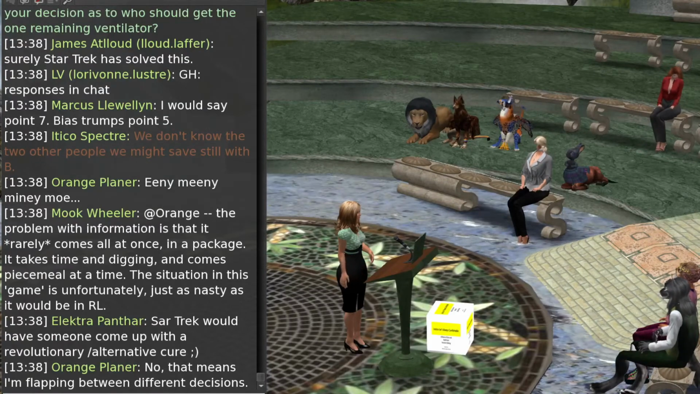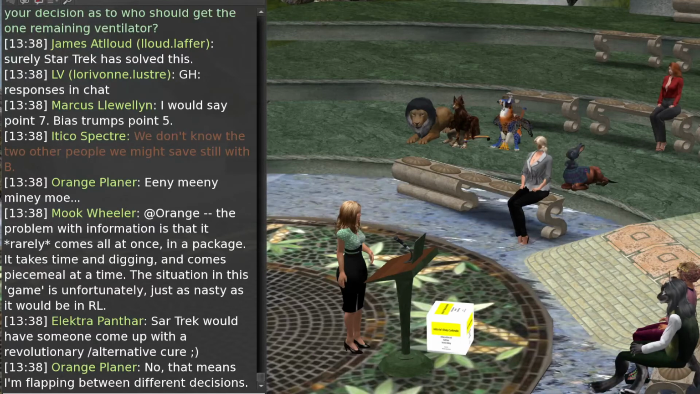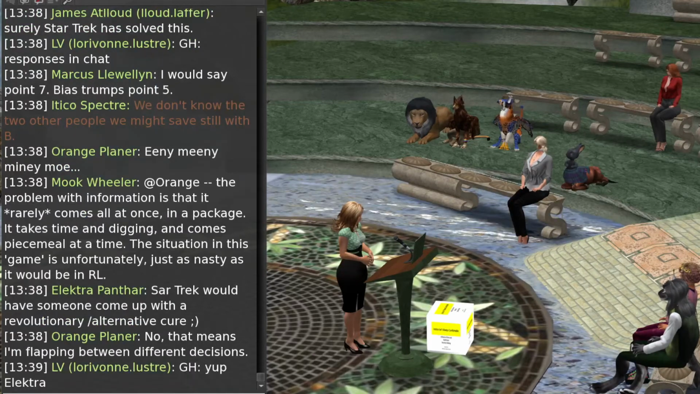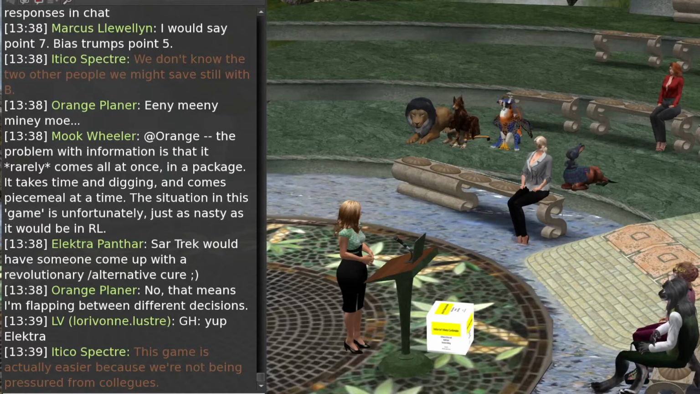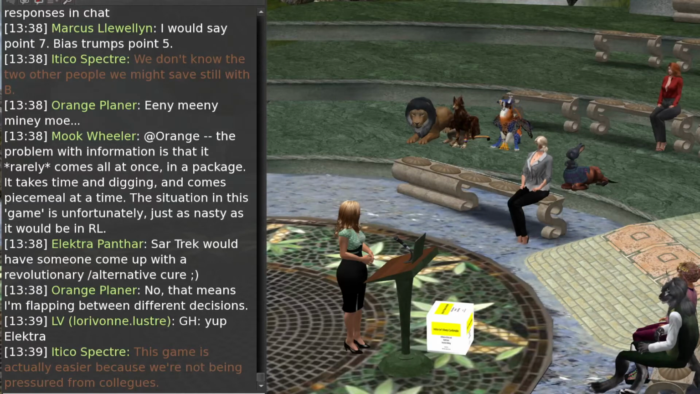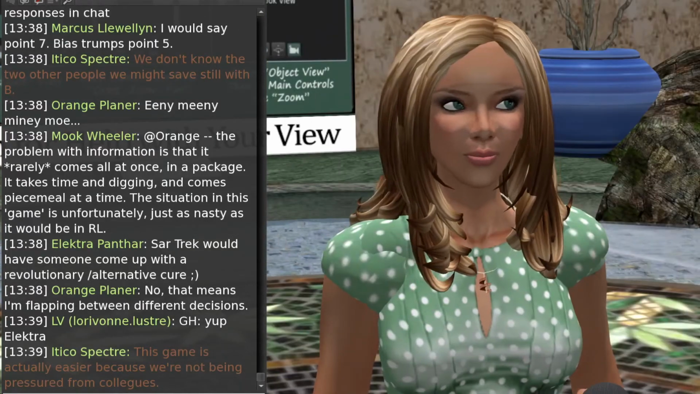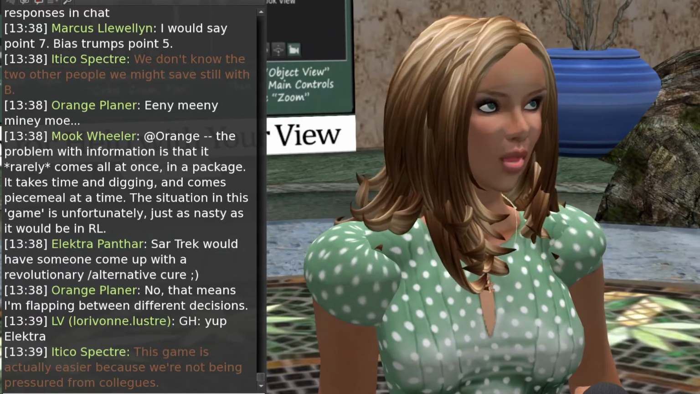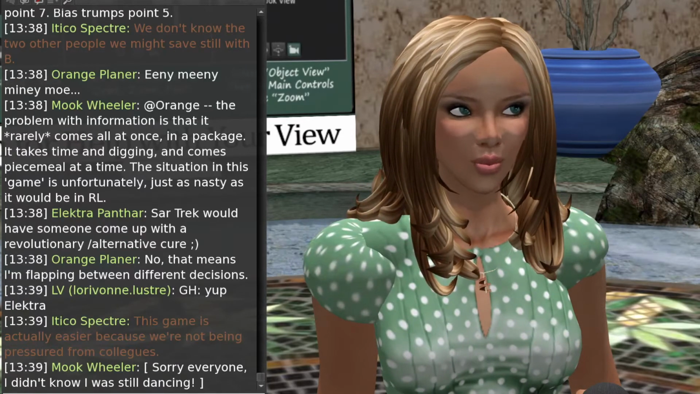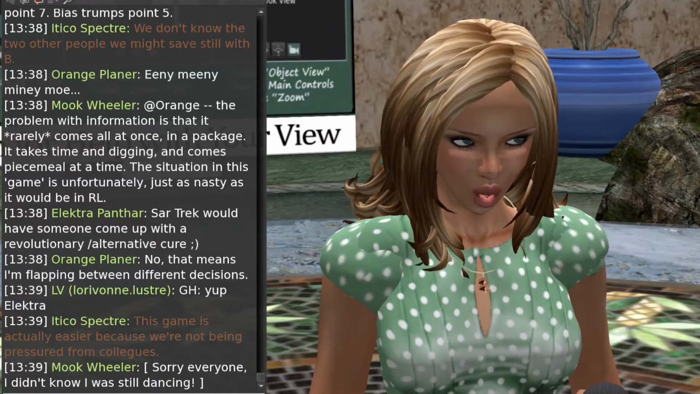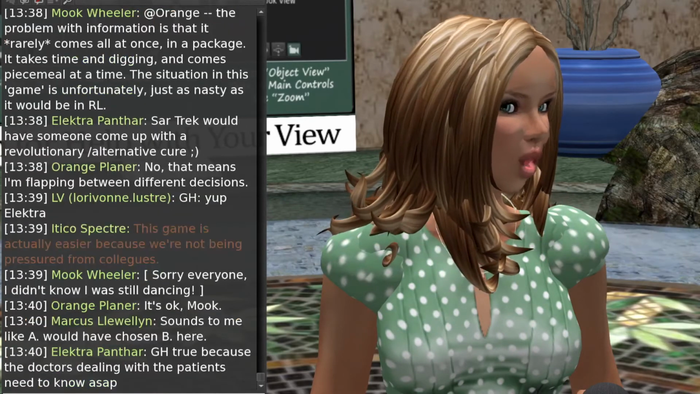Right. That's a problem. It's getting harder and harder to make those decisions, isn't it? The more information we have. It goes, this game is actually easier because we're not being pressured from our colleagues. This is true because the two doctors that are dealing with the two patients in the ER are saying, come on, we got to know who to send up. And we have to decide as quickly as possible based on our limited information. Oh, you're cute, Mook. Maybe you were just fidgeting because the decisions were tough.